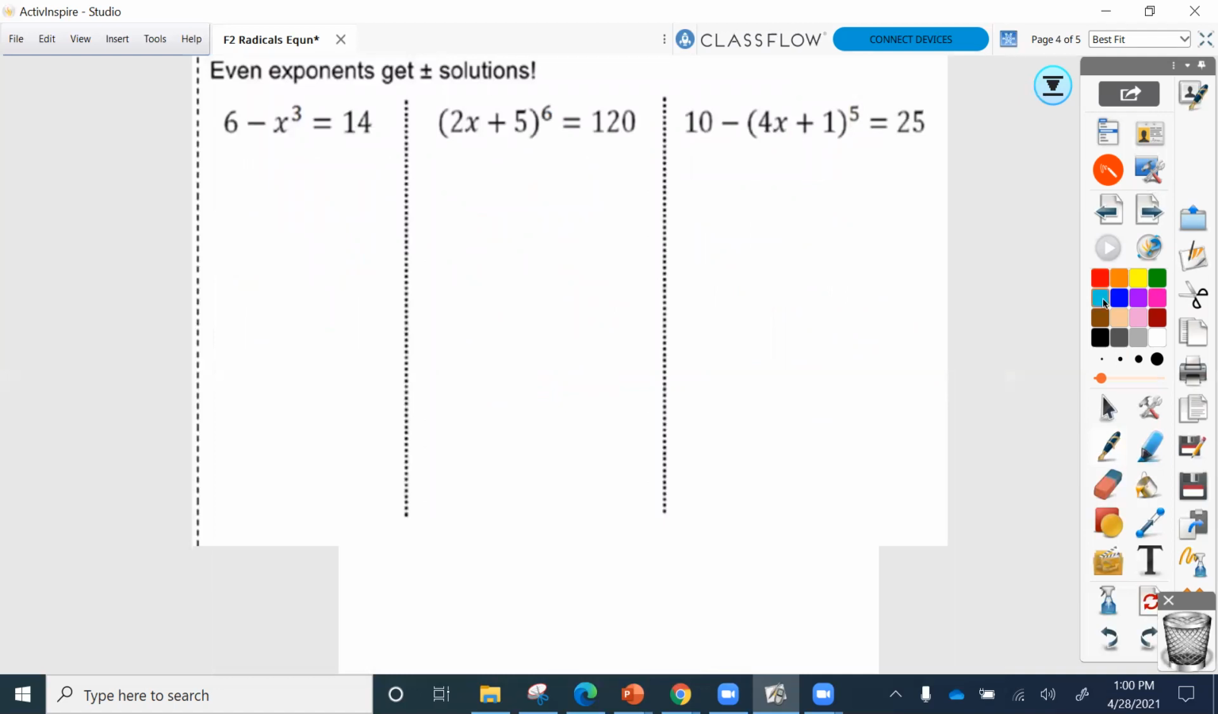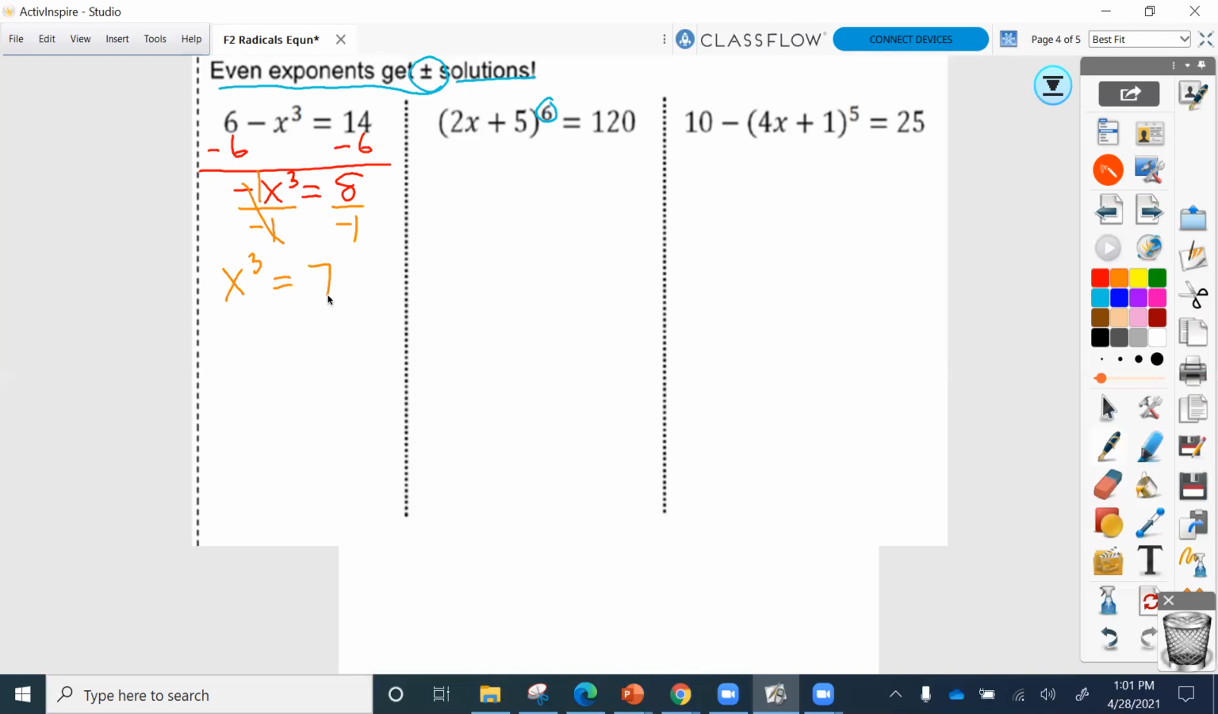Now, this is just reminding you that even exponents get plus or minus solutions, right? So the only even exponent is here. So the other two, you don't have to worry about plus or minus. All right, so the first one, we're going to get rid of the 6 by subtracting it. So we have negative x cubed is equal to 8. Then we're going to get rid of this negative 1 by dividing both sides by negative 1. So we have x cubed is equal to 7.